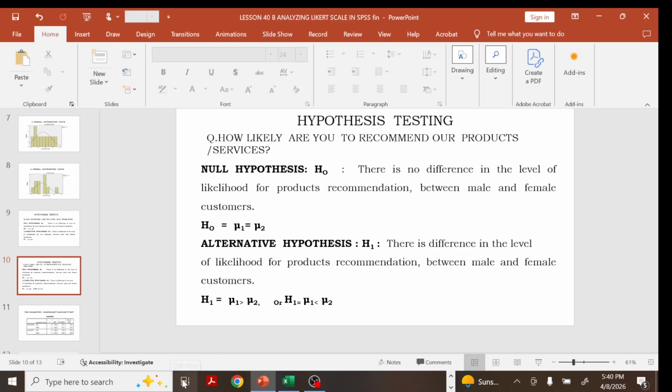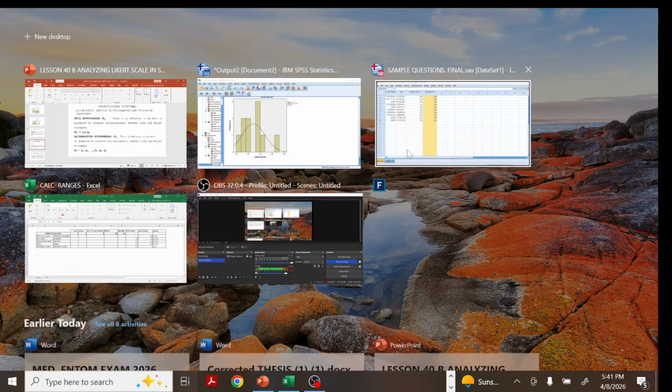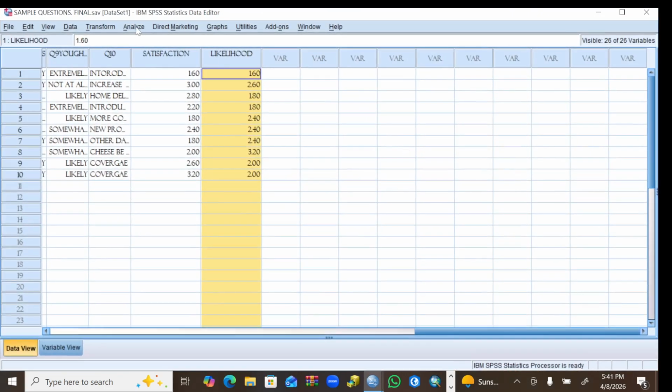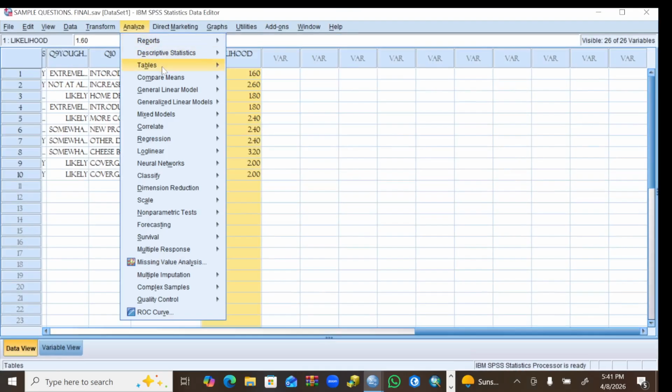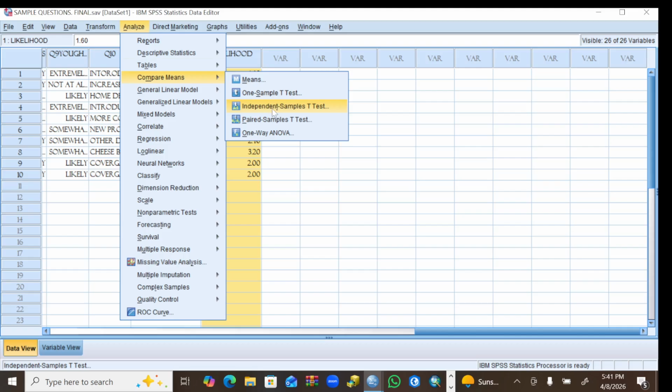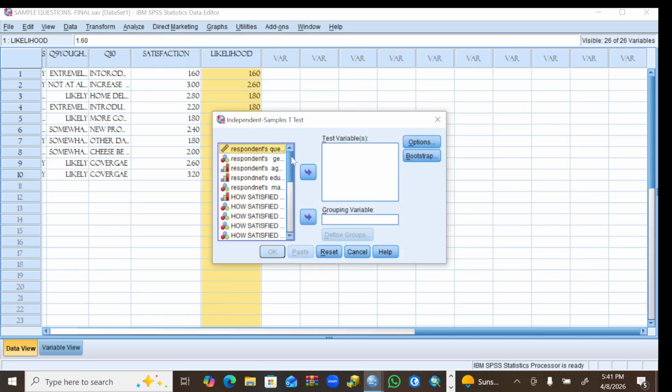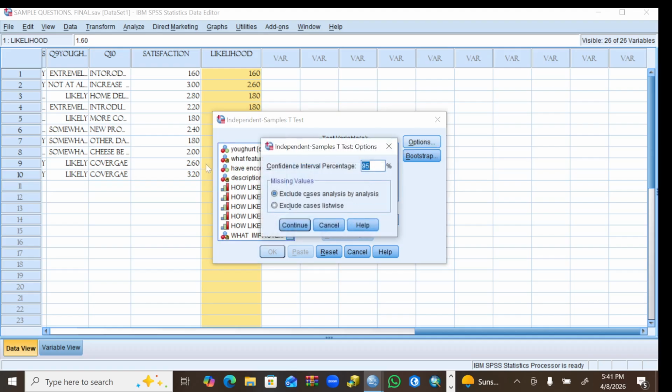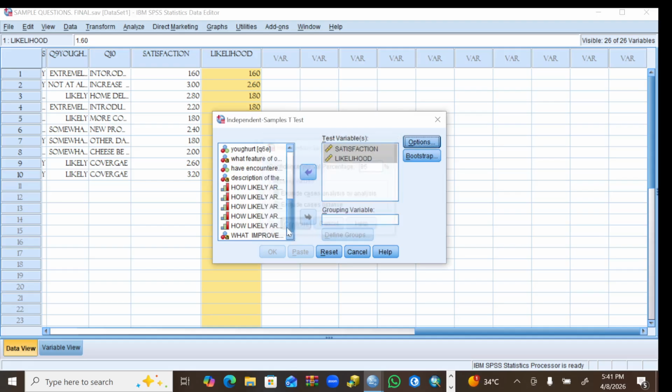So you go to where the data is, you go to the data, you come to Analyze, Compare Means, Independent Samples T-Test. Now you come down to where you have these two variables here. You move them to this box. For the option for the statistics, the most important thing is the confidence interval, which is 0.95, that is 95%. Then we say continue.